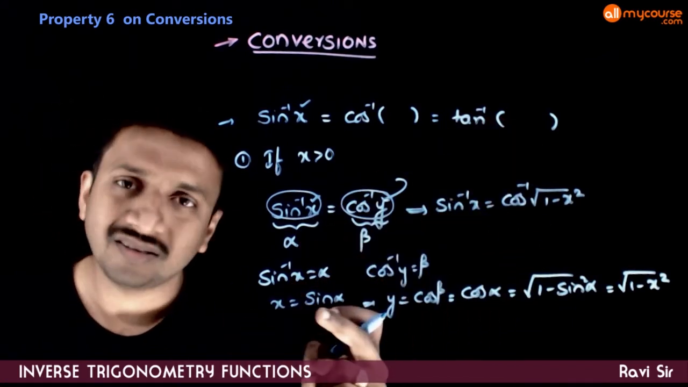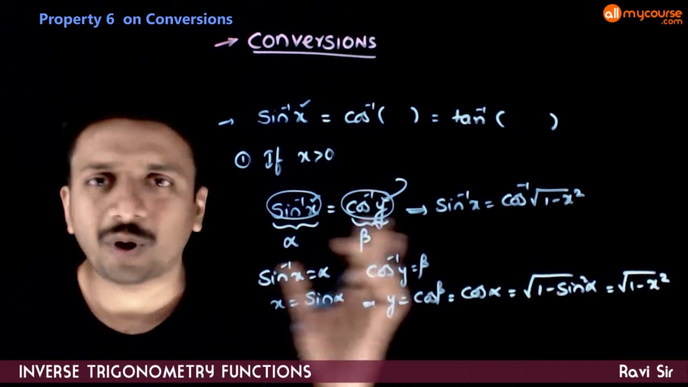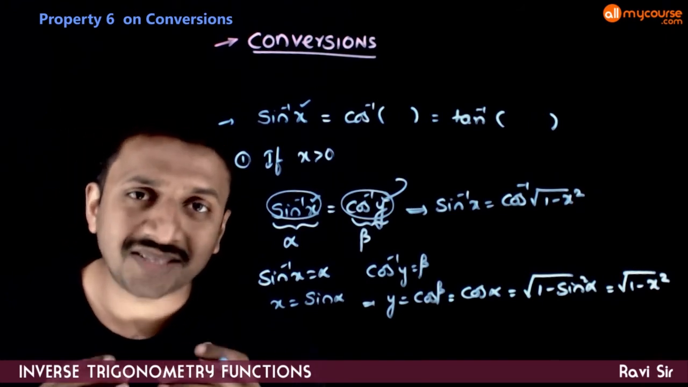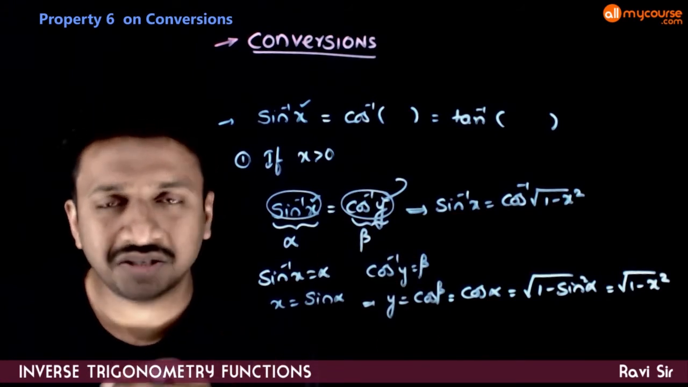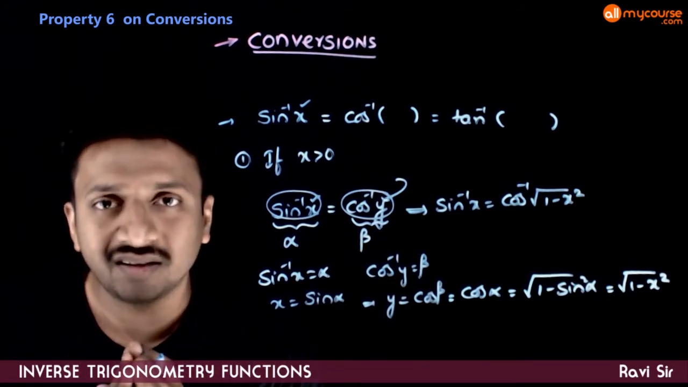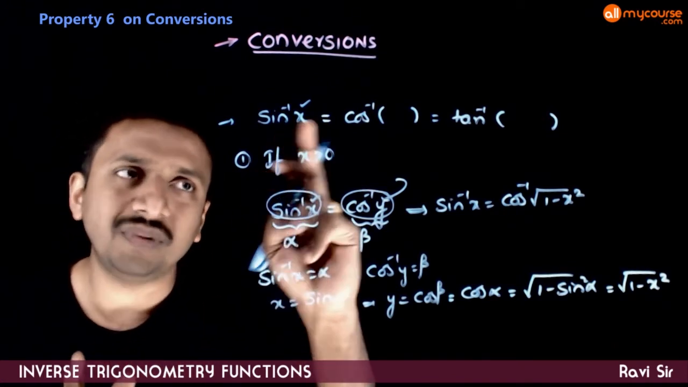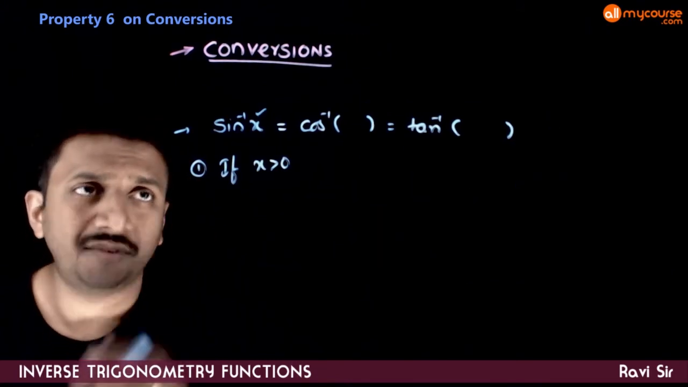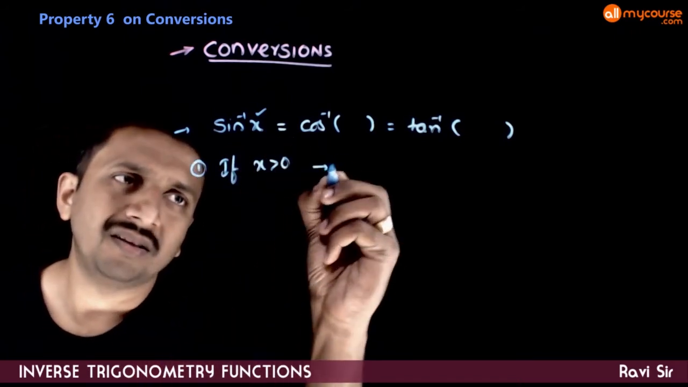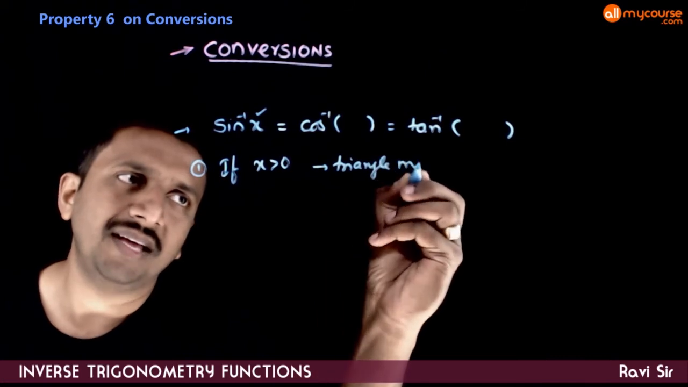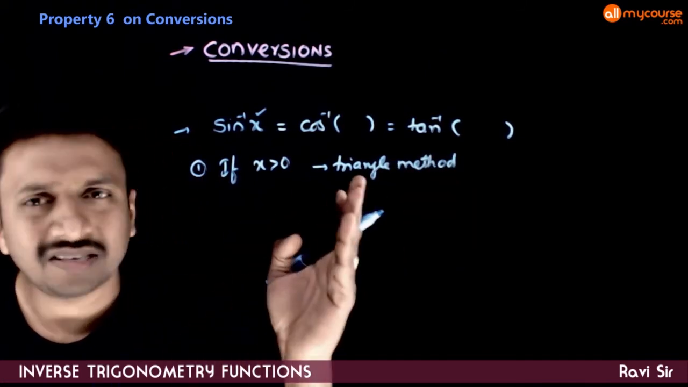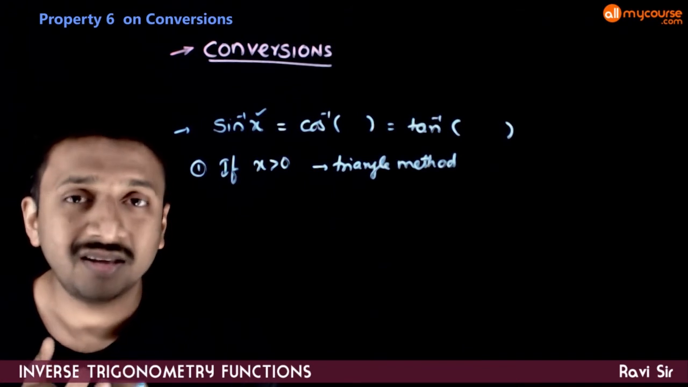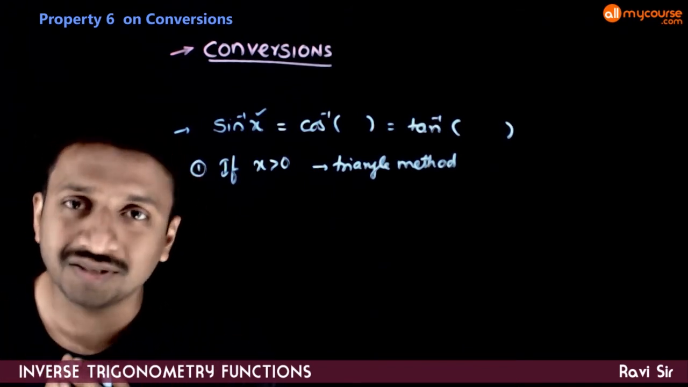Similarly, you can convert sine inverse into tan inverse using appropriate identities. But in the exam, you cannot directly do these derivations, it is time taking. So let us try to understand the shortcut by which you can go from one inverse trigonometric ratio to another inverse trigonometric ratio. The shortcut process that we use for conversions is called the triangle method. This is very similar to the triangle method which you apply in the chapter of trigonometry to find the other trigonometric ratios if one trigonometric ratio is given.